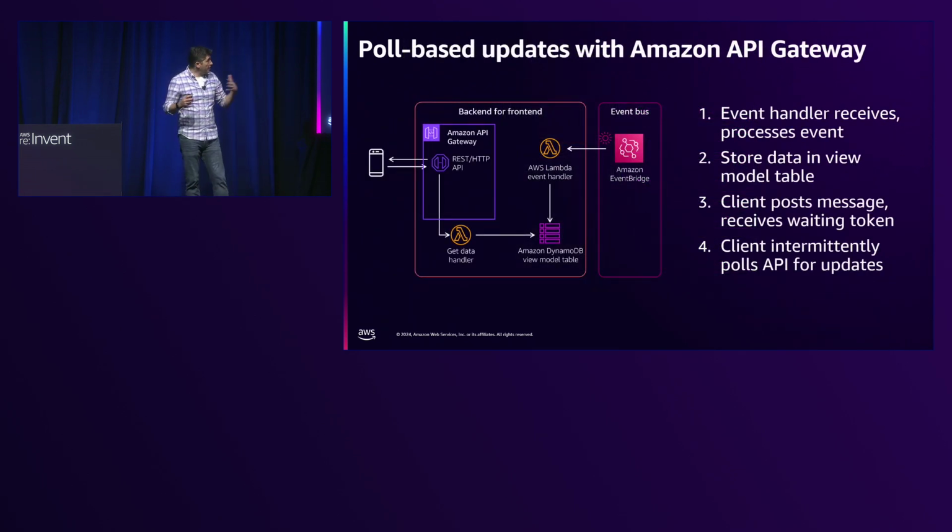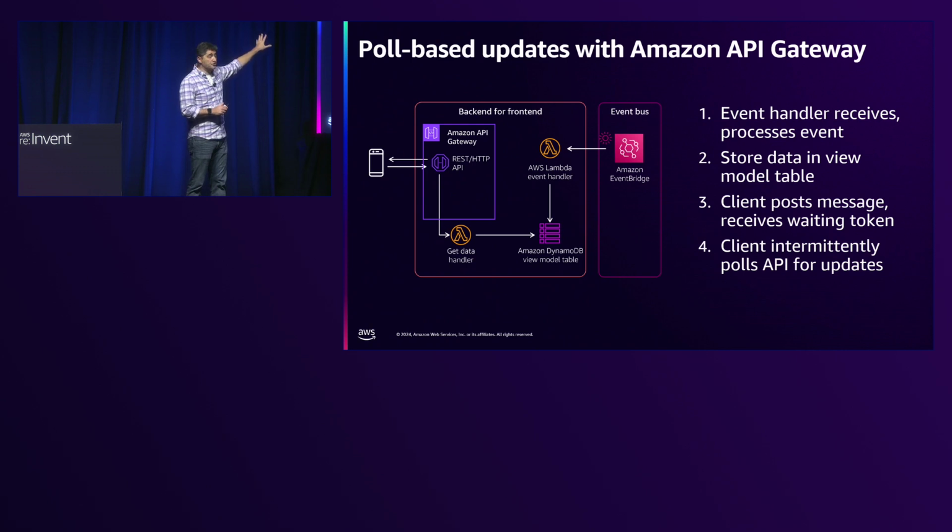So polling, how do we implement something like this on AWS? Well, we've got EventBridge, our event bus, and this thing is going to be kind of spitting out events. You'll see this over and over again as we go. We have a Lambda function that we're going to call an event handler. That function takes the event published by EventBridge or on EventBridge. It pulls out the data it wants, writes it to a DynamoDB table that we're going to call a view model table. And then it kind of stops from a processing standpoint.